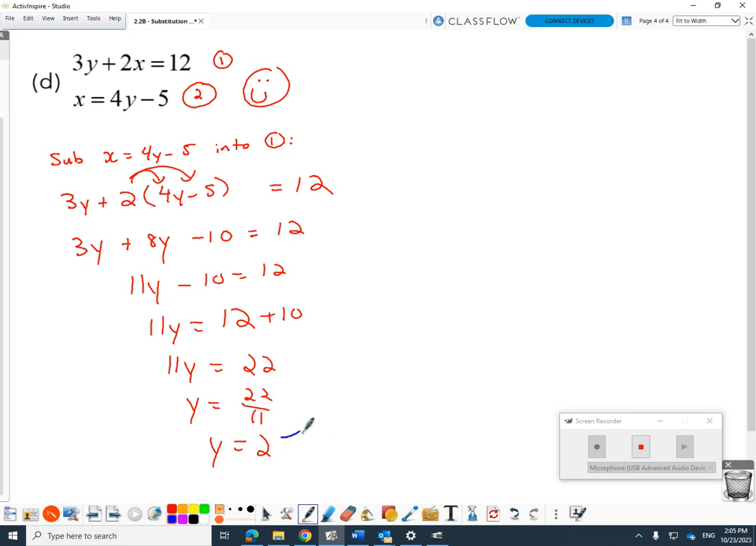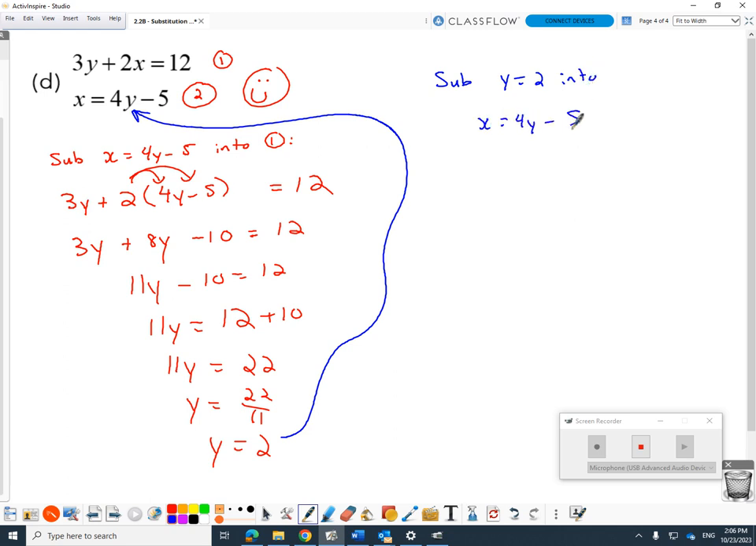Now watch me go. I could go for the first one, or I could go for the second one. So take a look to make your life as easy as possible. Usually there's one equation that's much easier than the other ones. So I go sub y equals 2 into x equals 4y minus 5. Here's subbing again. One more time I'm going to take a shot at this to try to help you with what subbing's about. X equals 4 minus 5.